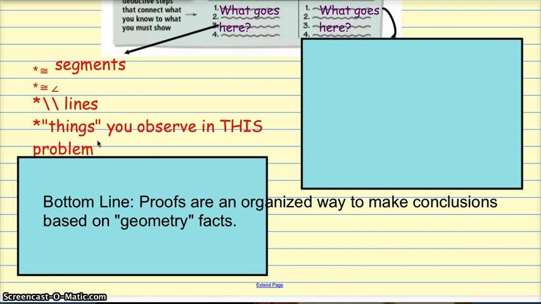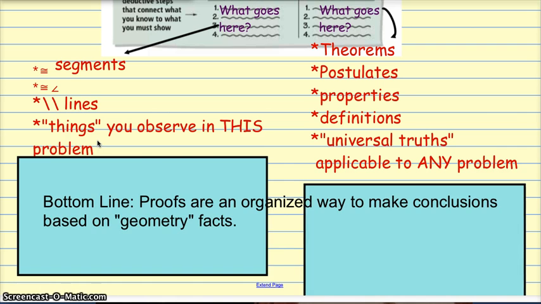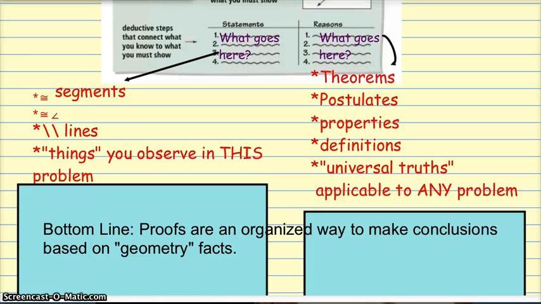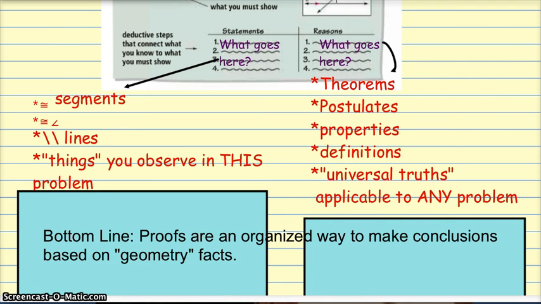And then what goes in the reason are really the reasons why. So if you tell me that two segments are congruent, well, why are they congruent? Two angles are congruent, well, why are they congruent? Sometimes your reasons are as simple as given. Reflexive property.